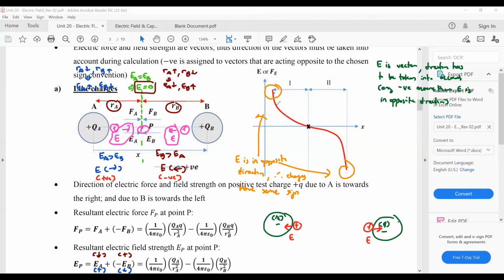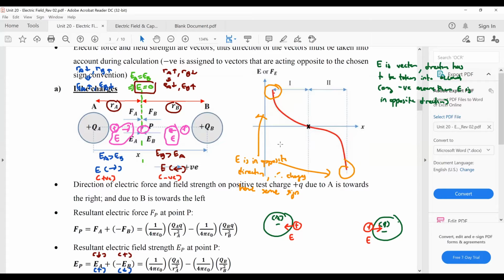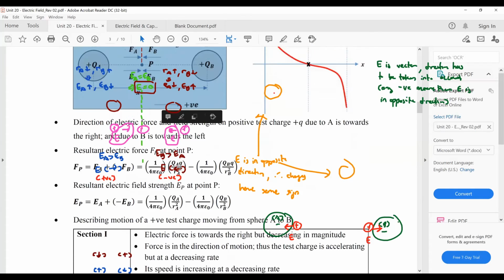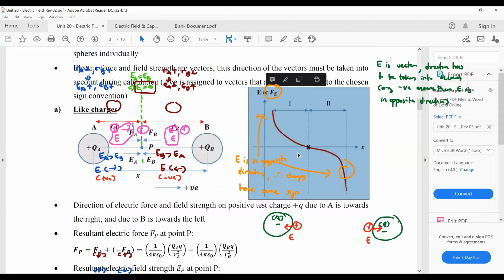It may not make much sense to you now, but later on you will see it in the questions. So just bear this in mind first. This is the way we normally do it. We look at the sign of the E, whether it's positive or negative. If the signs are opposite, that means the fields are in opposite direction, which means the charges have the same sign. Right, so this one is explaining the graph part.